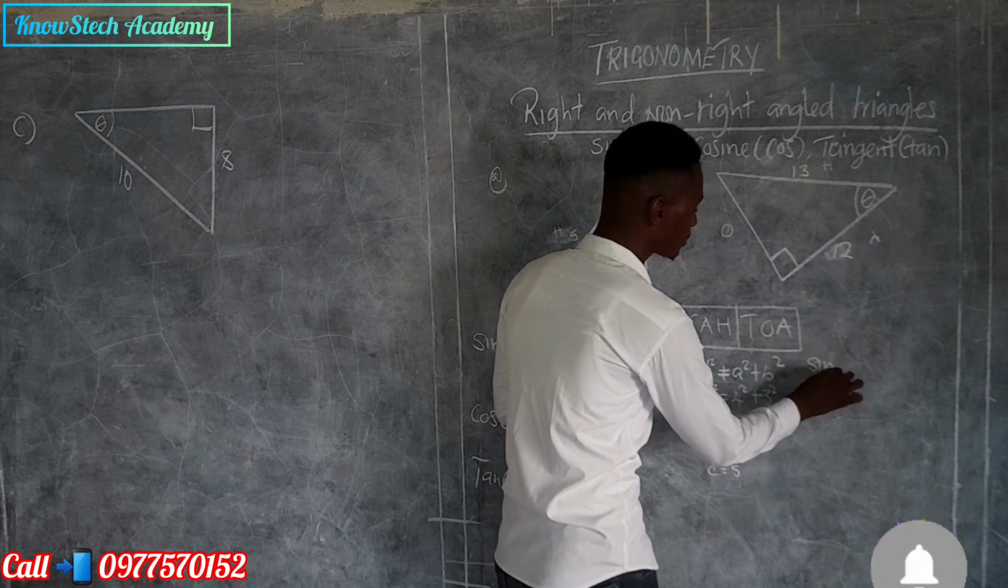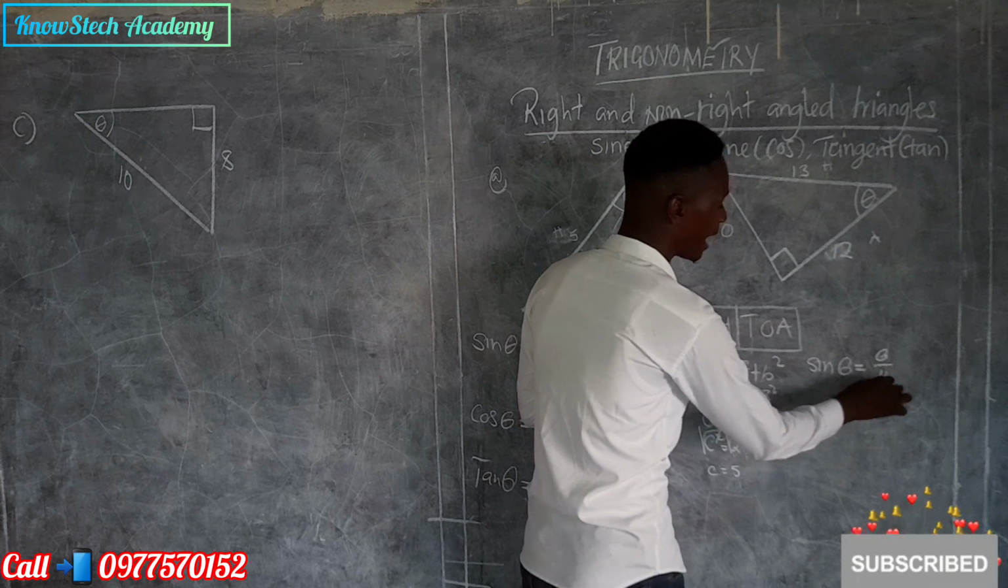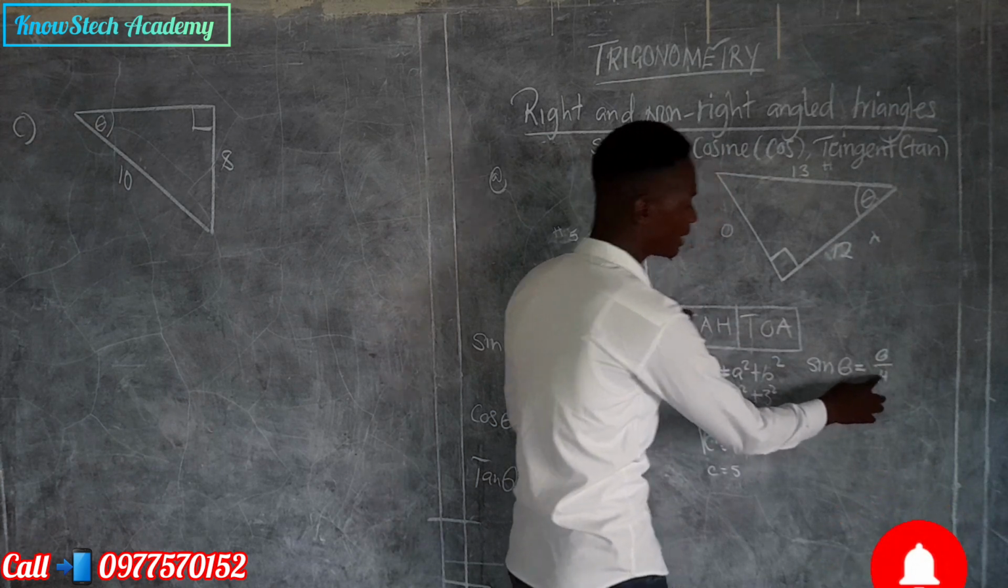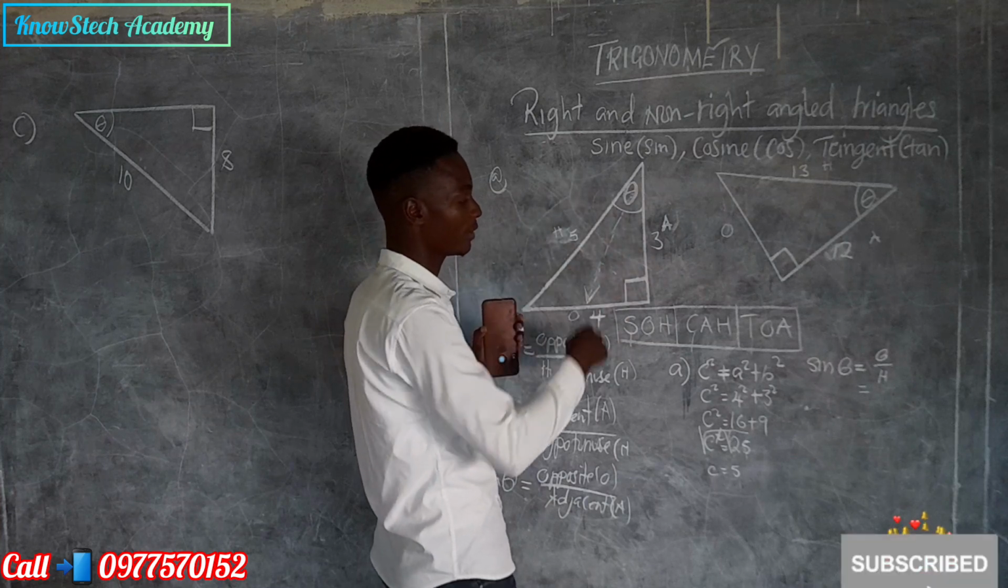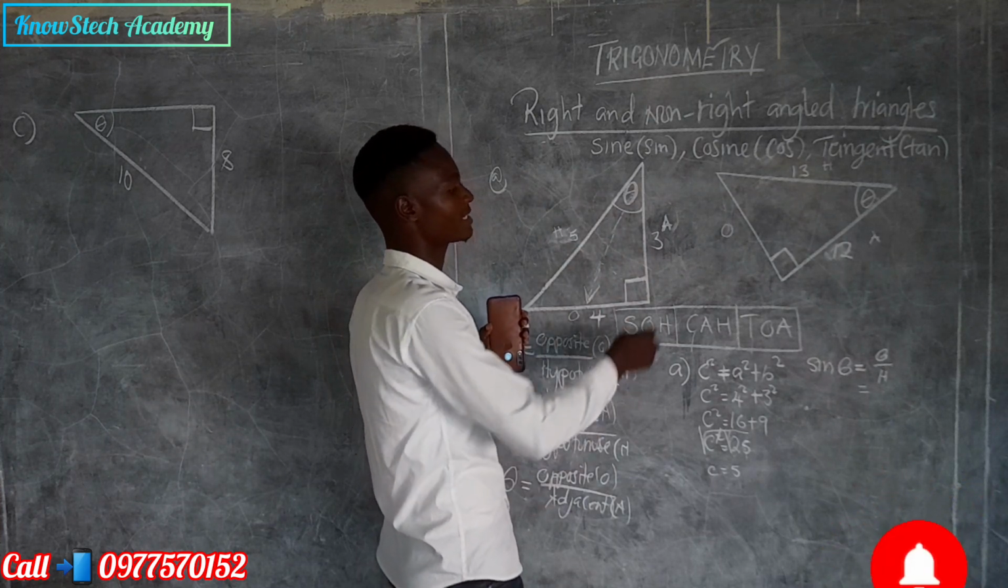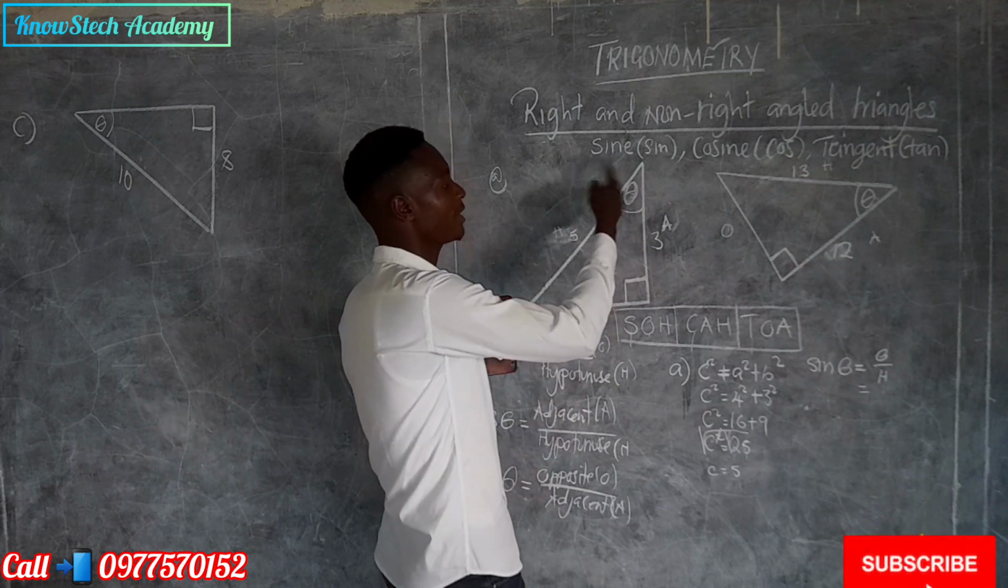Sin theta, we start with sin. Sin theta is equal to opposite over what? Hypotenuse, right? Yes. What is the opposite here of this angle, triangle? What is the value of the opposite?